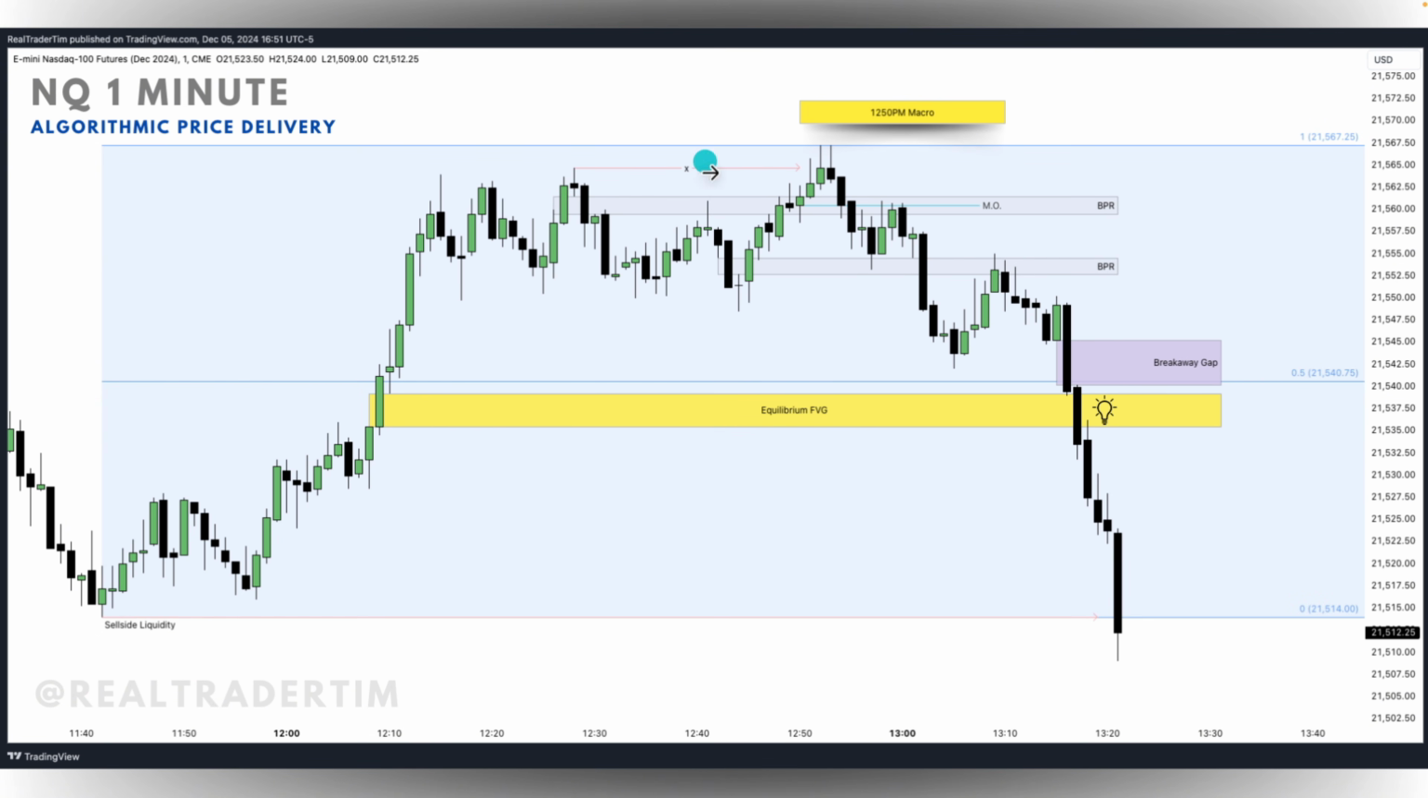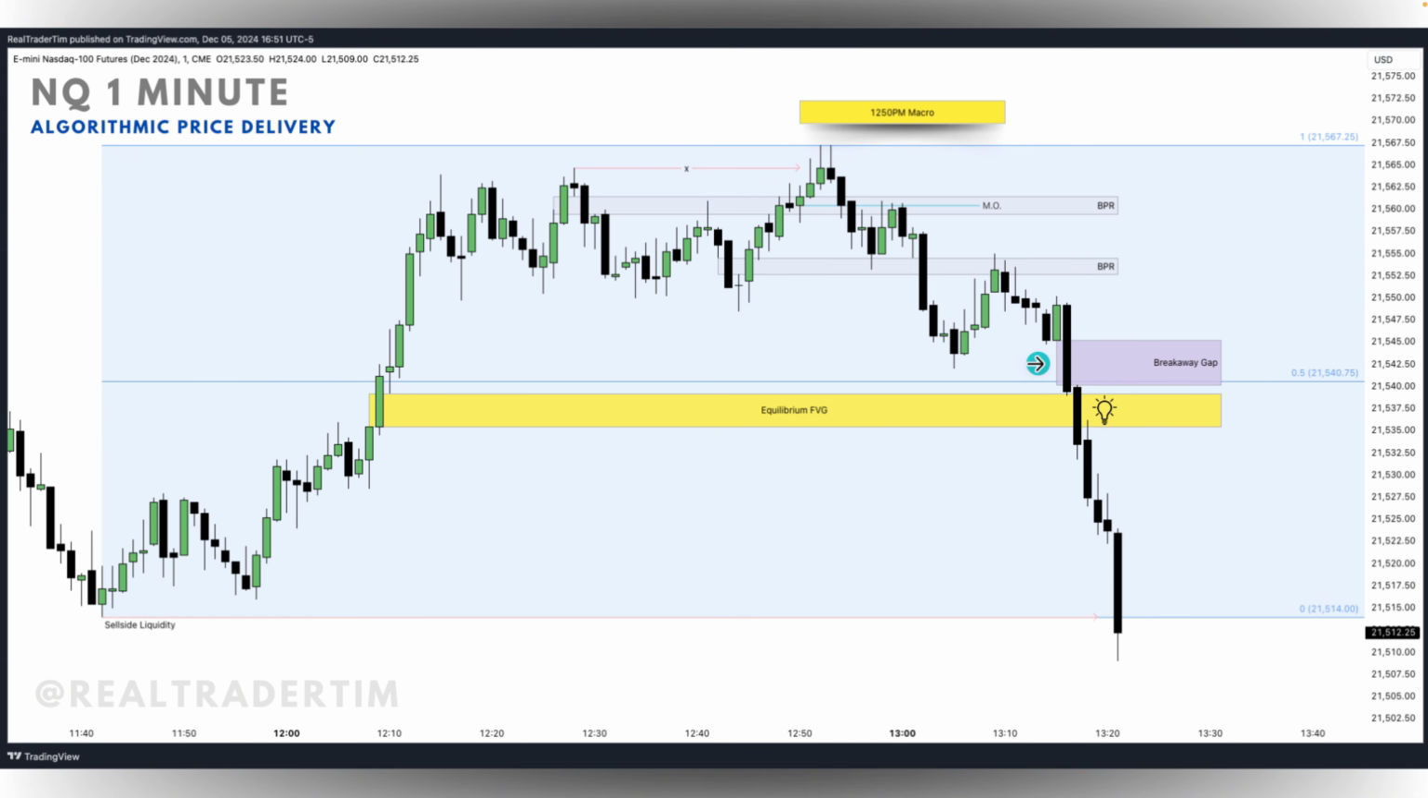So using this dealing range, right, as price comes down right here, this is equilibrium or 50%. You can see that level, 21,540.75 there. This yellow BISI being dragged across here, that's your equilibrium fair value gap. So whenever I see the first fair value gap that's overlapping or right below equilibrium, if I'm trying to snipe a short reversal all the way to the opposing side of the range, it's very important for me to see how price acts when we deliver to this equilibrium fair value gap.